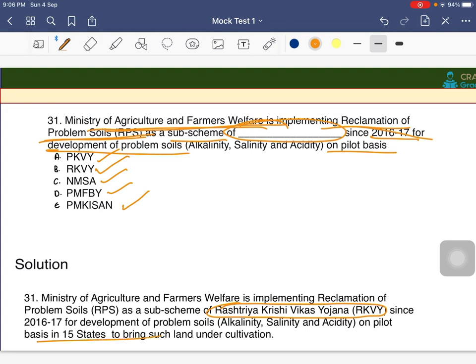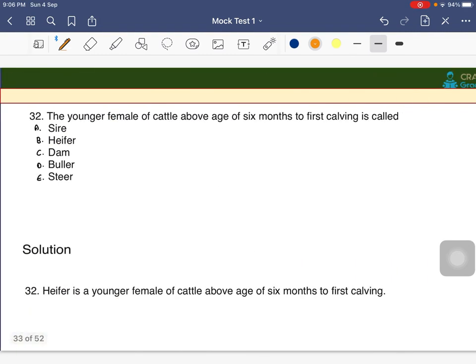Next question. The younger female of a cattle above the age of 6 months to the first calving is called as? Is it sire, heifer, dam, bull or steer? Okay, the answer is heifer. A heifer is a younger female of cattle above the age of 6 months to the first calving.